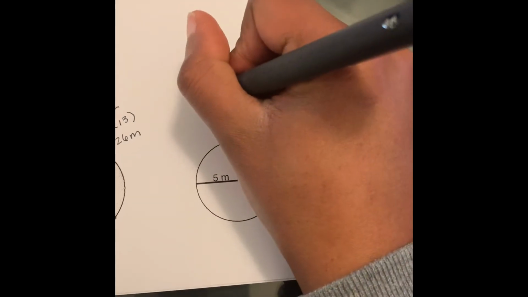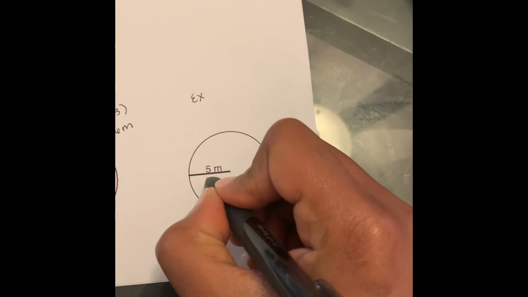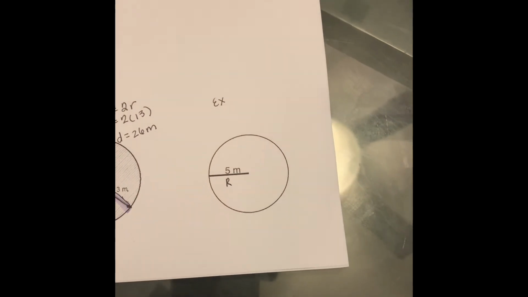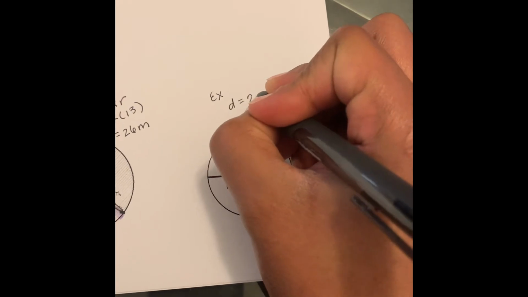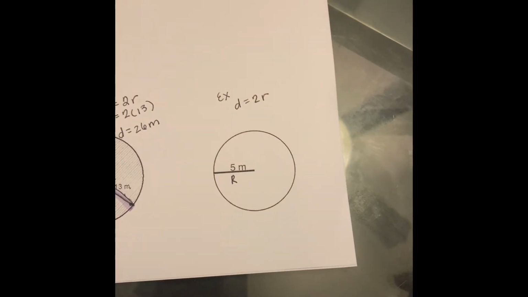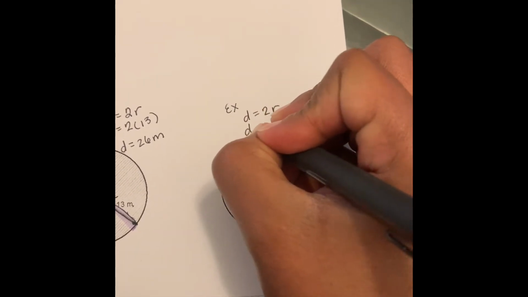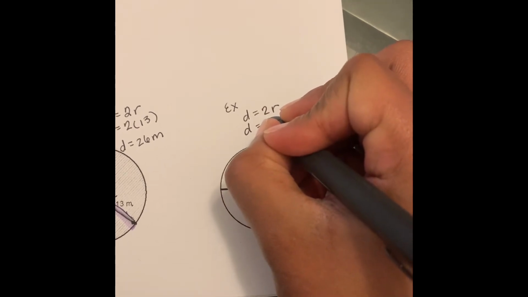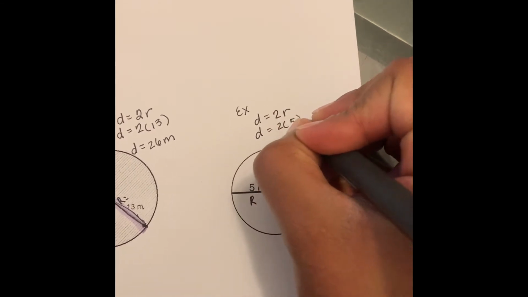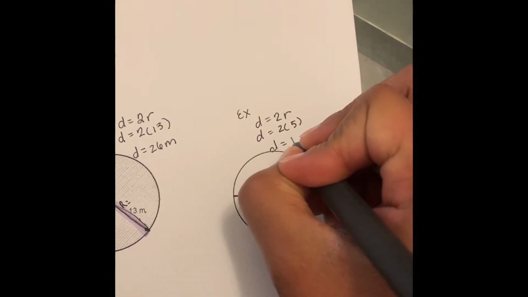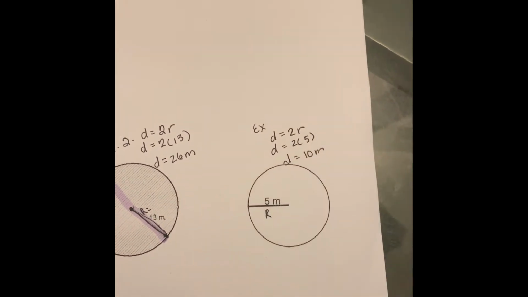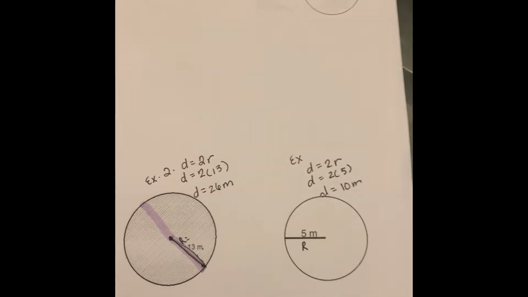Example 3. My radius is 5. I want to know the diameter. D is equal to 2 times R. D is equal to 2 times 5. So my diameter is equal to 10 meters.